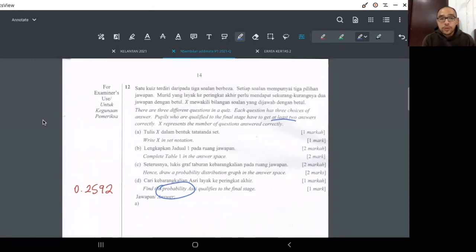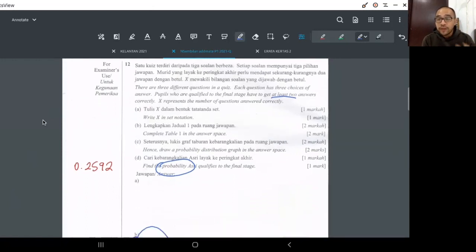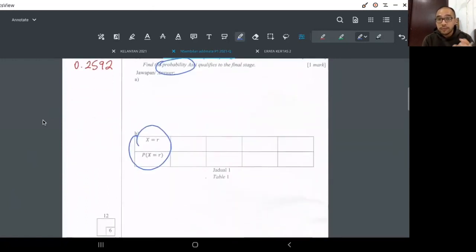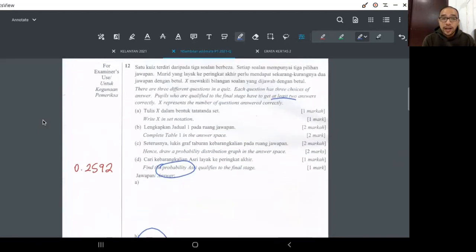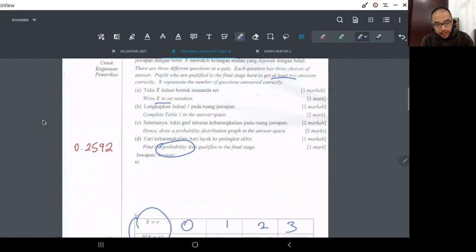Three choices. In order to qualify, they have to get at least two correct. So the possible outcomes after they answer three questions is that they get 0, 1, 2, or 3 correct. So if you write x in set notation, x will be 0, 1, 2, and 3, because there are only 4 possible answers.